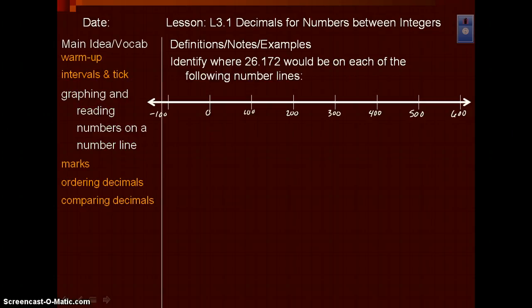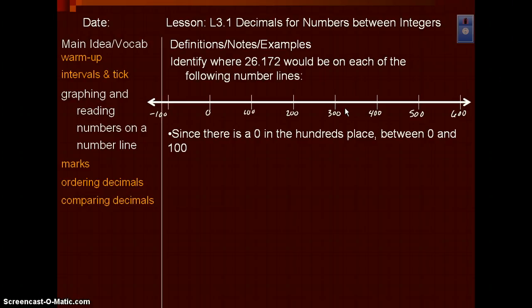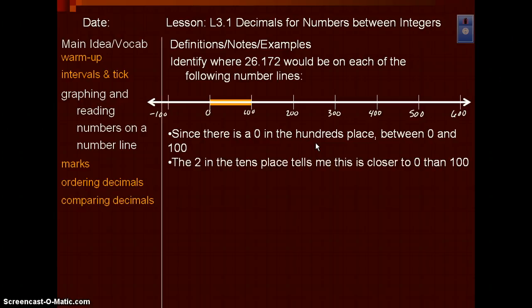We were asked to graph the number 26 and 172 thousandths on the following number line. This number line has an interval or a scale of 100 because we're counting by 100s. We've got 0, 100, 200, 300, etc. If we take a look, since there's a 0 in the hundreds place, this is somewhere between 0 and 100. So we know it's somewhere between 0 and 100. The 2 in the tens place tells us that it's closer to 0 than it is to 100.